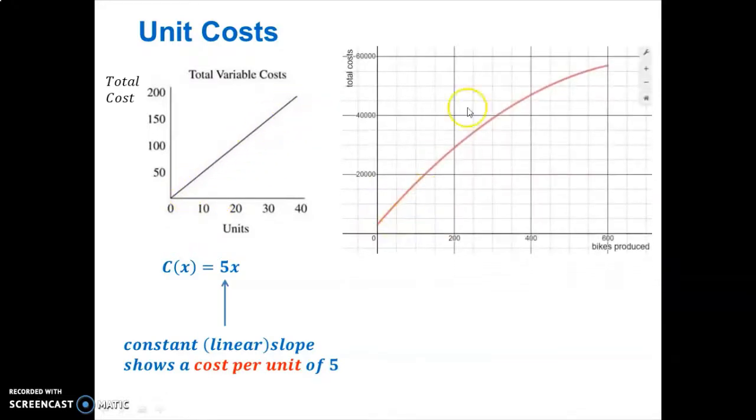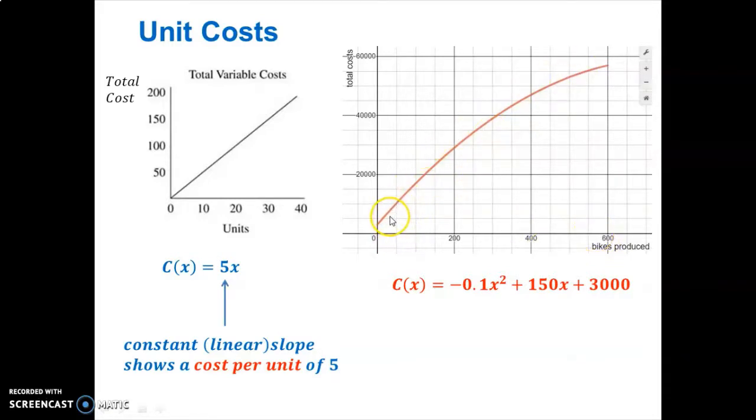In our situation, here's the graph of the bicycle function. It's quadratic. We can see it has that quadratic curve to it, but it was on a certain domain, so we don't even see the vertex. It just ends there because the domain was set only to 600. So we can see costs are going up.